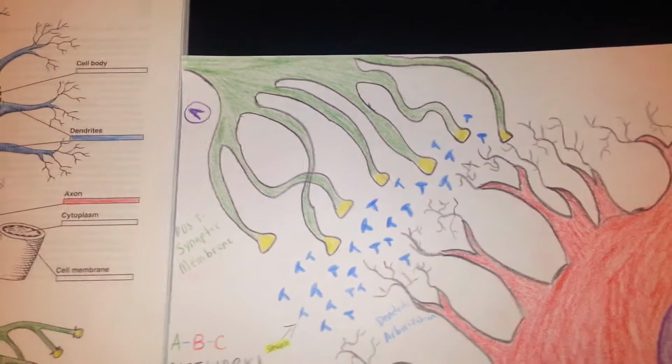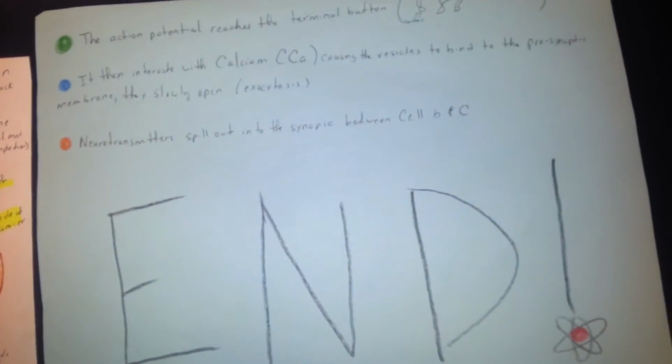So what I just explained here is how our story began. So the whole cycle happens again between cell B and cell C. And this has been the Neuron Story.